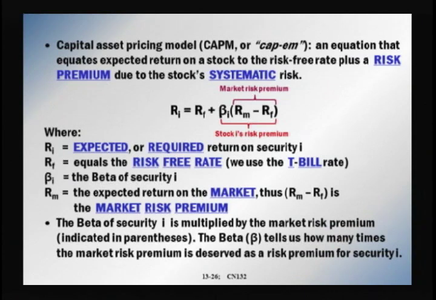When thinking about the risk premium for stock I, it's important to note that when we take the beta of stock I and multiply it by the market risk premium, the beta of stock I is telling us how many times the market risk premium gets added on to the risk-free rate as stock I's risk premium. The beta tells us how many times to multiply the market risk premium to produce the risk premium for stock I, which gets added onto the risk-free rate.